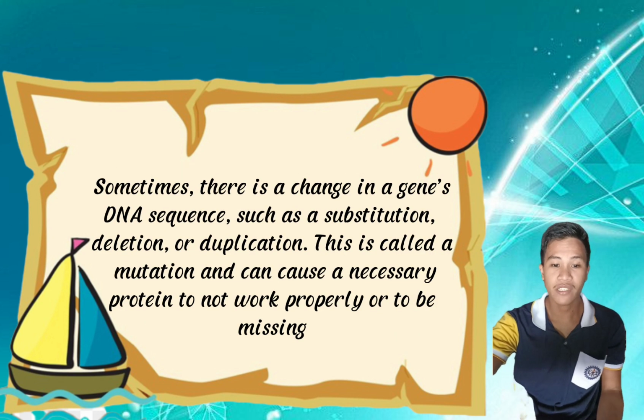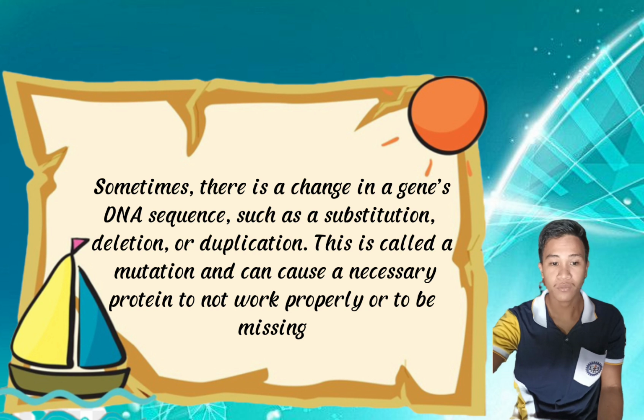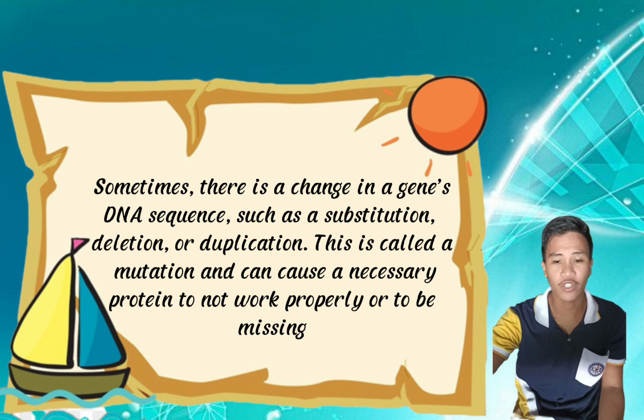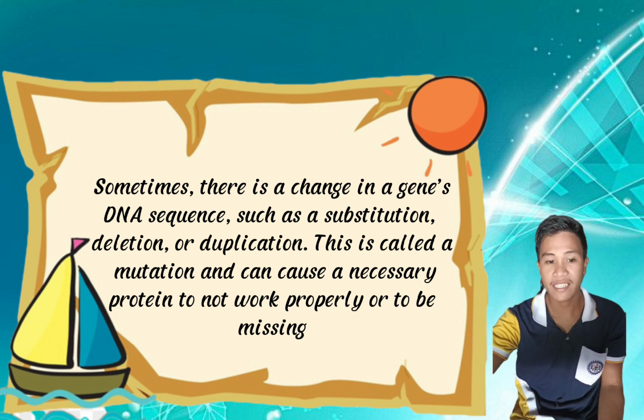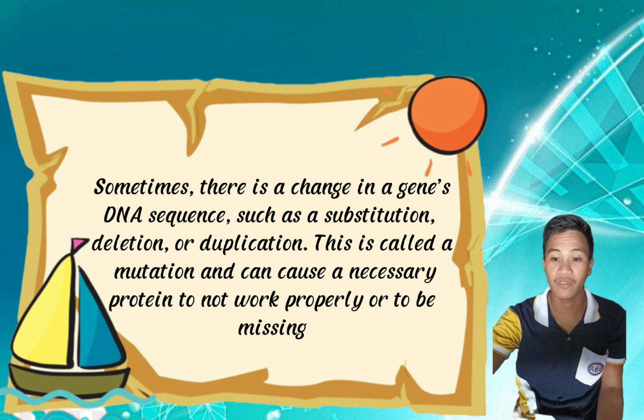Then, sometimes there is a change in the gene's DNA sequence such as substitution, deletion, or duplication. This is called a mutation and can cause the protein to not work properly or to be missing. Okay? When we say mutation, ito yung permanenteng pagbabago ng gene ng DNA. Ang nakalagay nga diyan, substitution, pwedeng mapalitan, deletion or matanggal, and duplication o maging kagaya. Then in processing mutation, pwedeng maging normal, pero may chance din na maging abnormal. Yung mga some cause of changes ay pwedeng environmental factor.